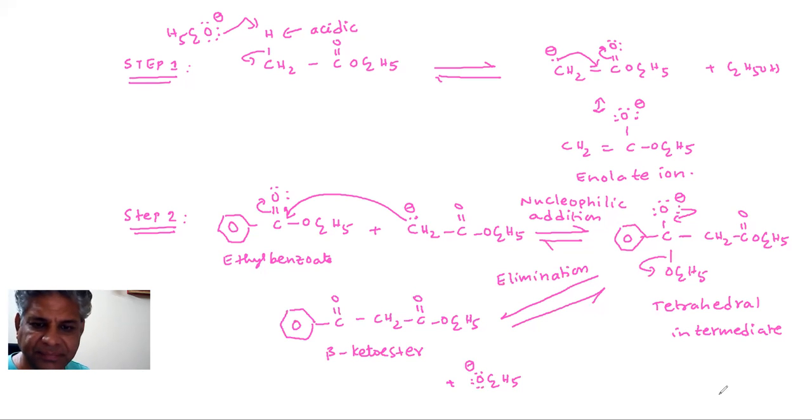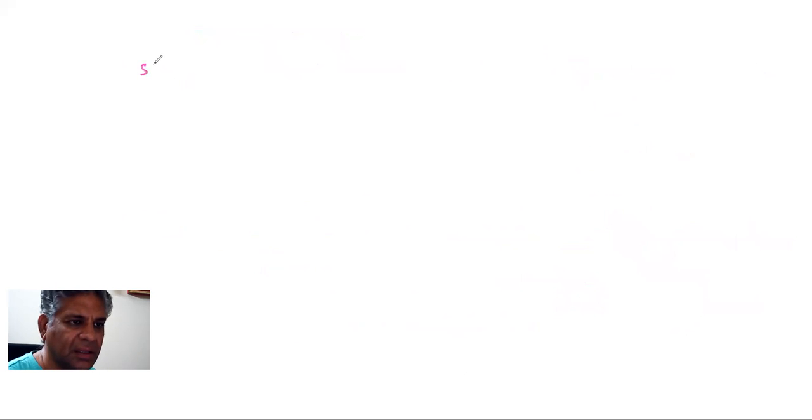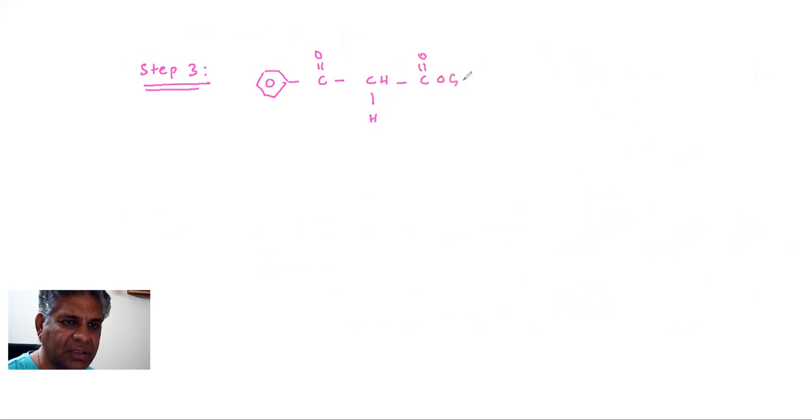And then next, step 3. Step 3 is an acid-base reaction. So C6H5, C double bond O, and then, so just write hydrogen here separately, CH2, C double bond O, O, C2H5. See, this is a beta ketoester. This is alpha carbon, this is beta carbon. Now this beta ketoester is a strong acid, as I already told you.